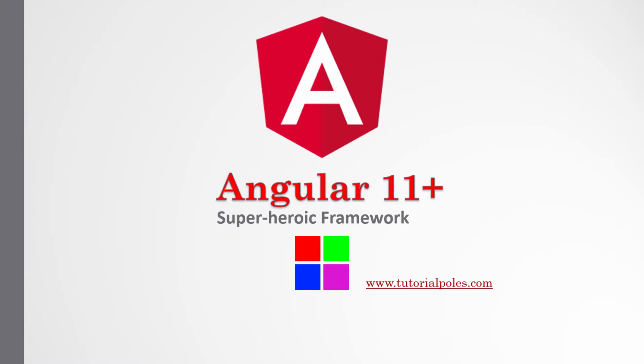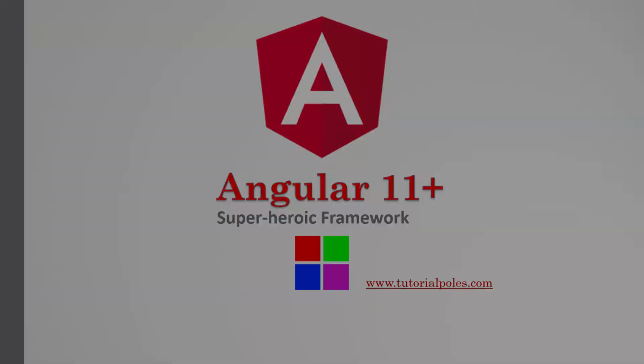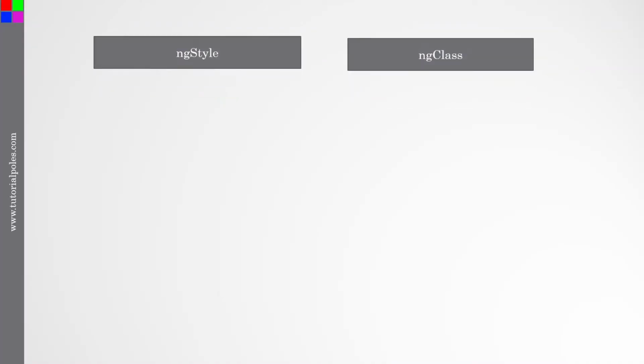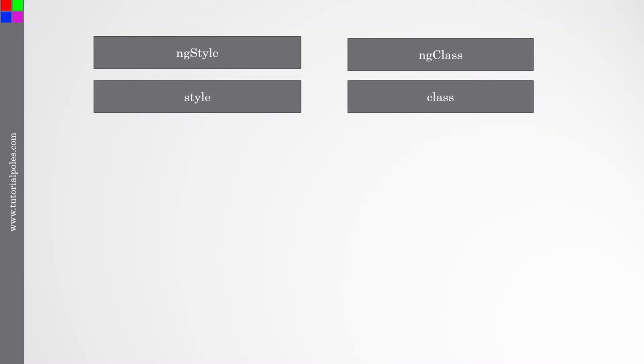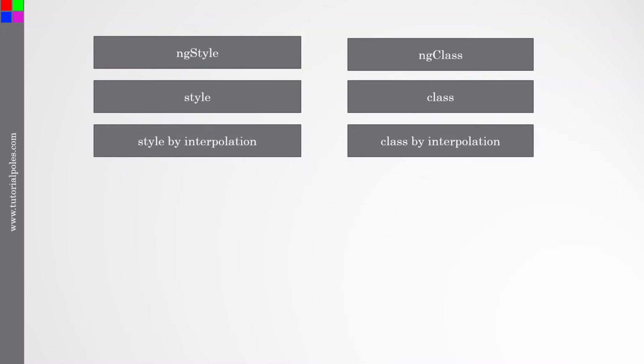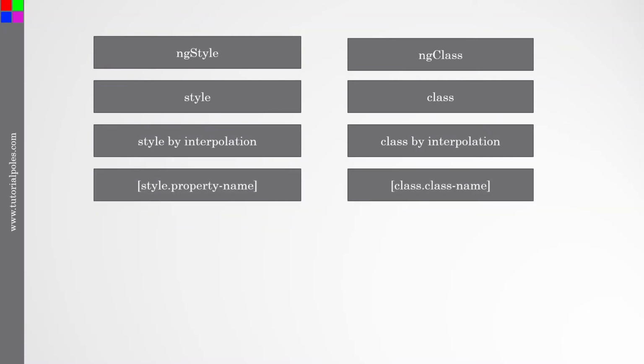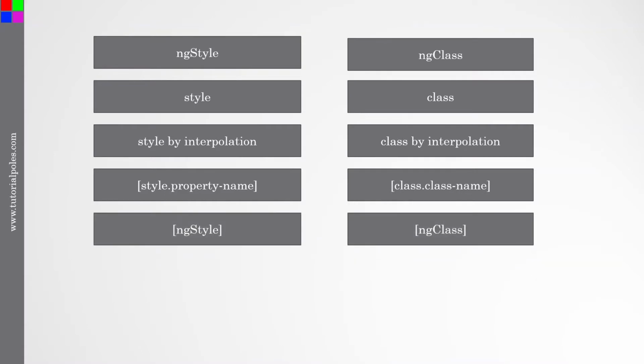These two directives are attribute directives named ngStyle and ngClass. ngStyle modifies the style attribute and ngClass modifies the class attribute. The first way of specifying either class or style is interpolation. The second is to use a directive with a dot separator. The third way is to use the directive directly. Let's see each one of these possibilities in action.